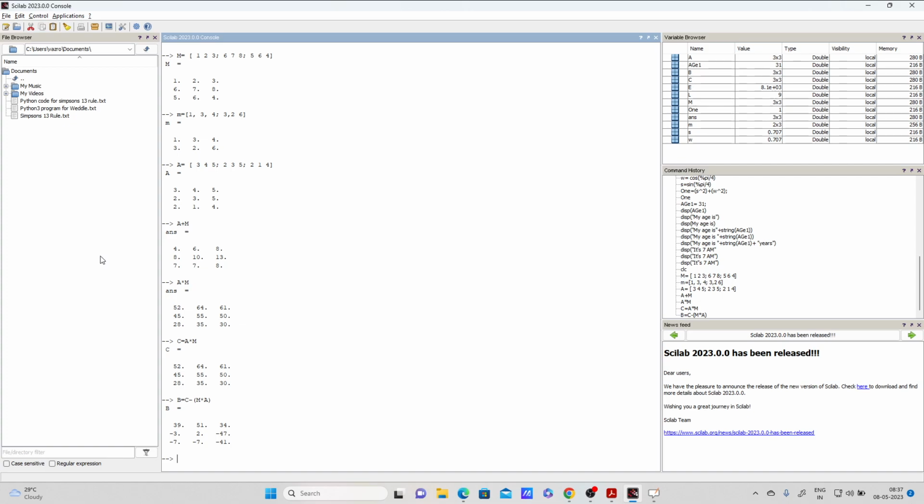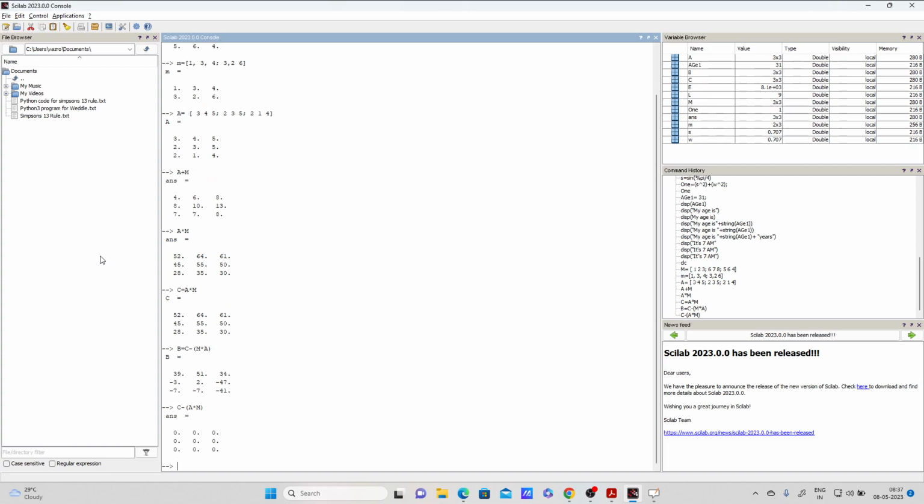Okay, so anyways, c minus A star M, this should give you the 0. This is going to give you 0 because A star M is C only.